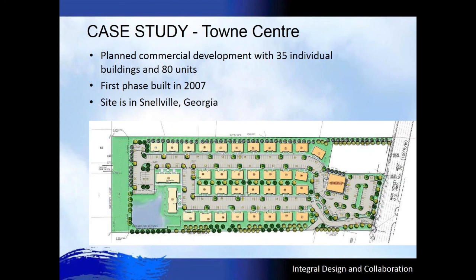Okay, so this is a case study in Georgia. This is a real project that was actually done with traditional stormwater systems. It's about 35 individual buildings with 80 units. It was built in 2007, early in my profession. So what I did is try to evaluate several different green infrastructure practices within this and see, possibly as an afterthought, what would have been the best options.